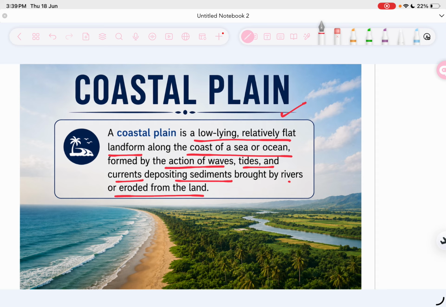And any area lying so close to the coast will naturally be affected by the action of waves, tides and currents, and will naturally be either eroded or have some sediments deposited.